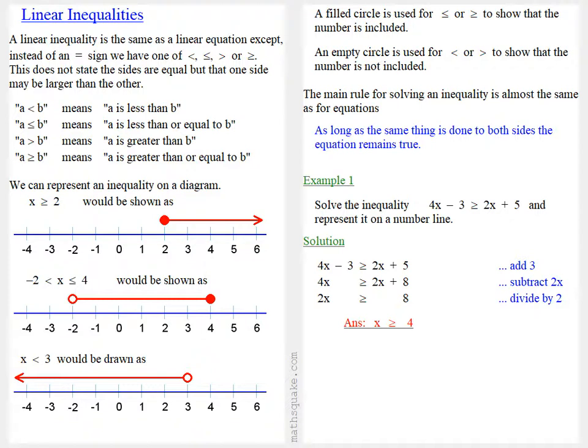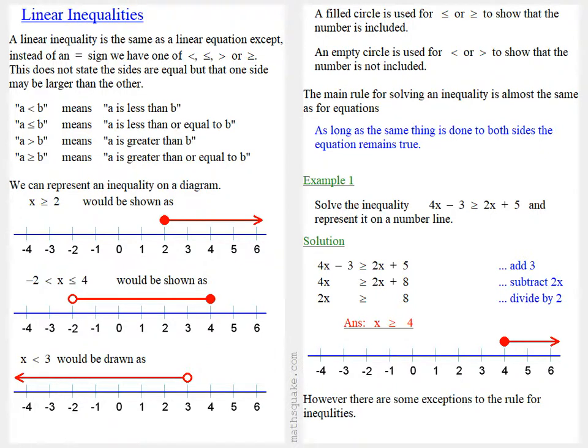And that's our solution. We can represent this on the number line by starting with the number line and drawing a filled dot above 4. It's filled because x can equal 4, and we draw an arrow to the right to show numbers greater than 4. Well, the rule for solving equations worked very well this time and gave us a solution. However, there are some exceptions to the rule when we're solving inequalities that we must be aware of.